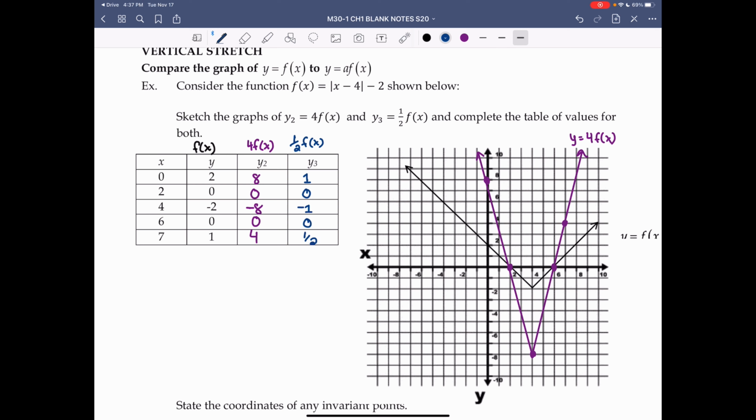Plot those points. When x equals 0, y3 is 1. When x is 2, y3 is 0. When x is 4, y3 is negative 1. When x equals 6, y equals 0. And when x equals 7, y equals 1/2. We can join our points. And then we have the graph of the function y equals 1/2 f of x.